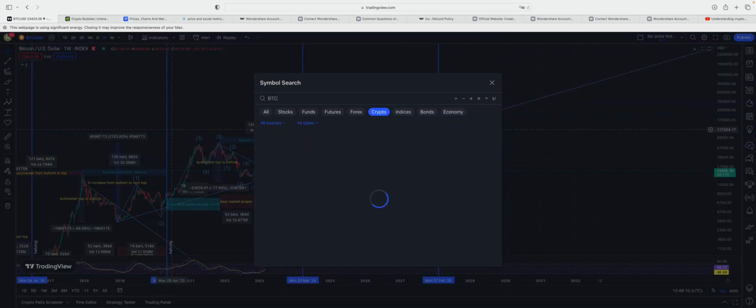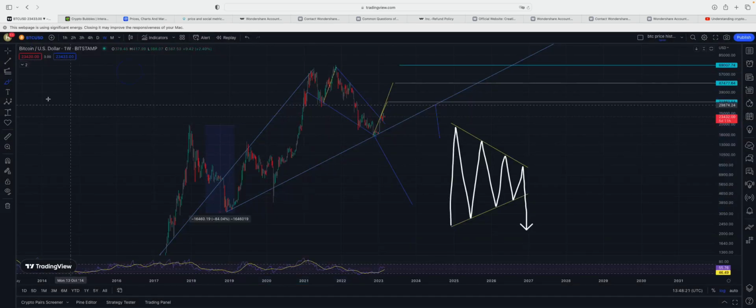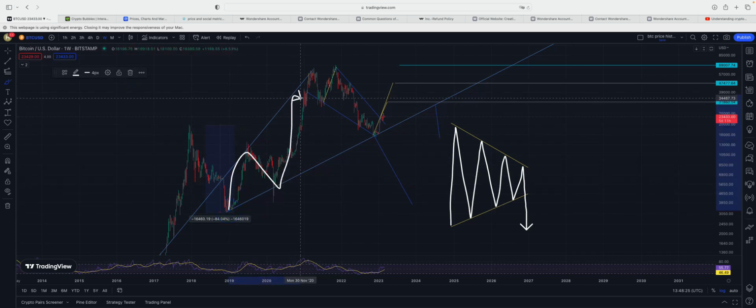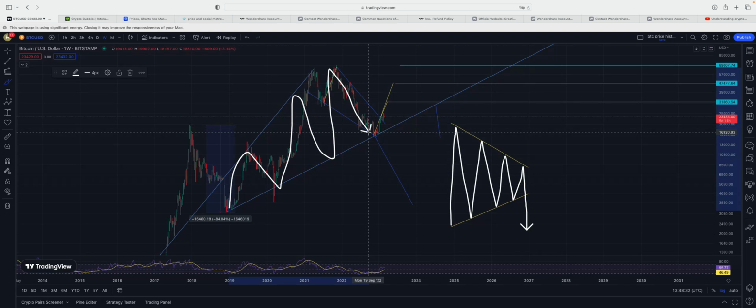So if we go back here to BTC, this is the ascending broadening wedge. So you have a wedge moving to the upside, and it is broadening as it goes up. That is bearish price action. It is bearish by nature. So as it continues to go to the upside, it will break at some point. Where will it go if it breaks?